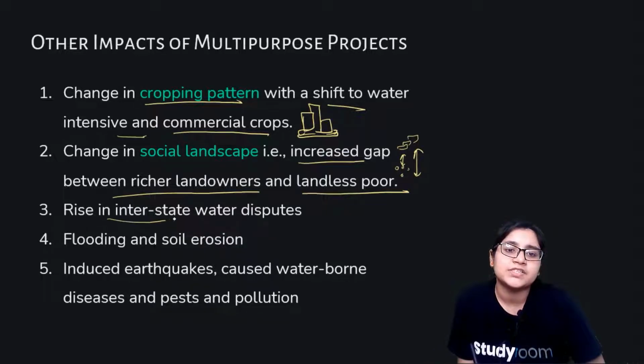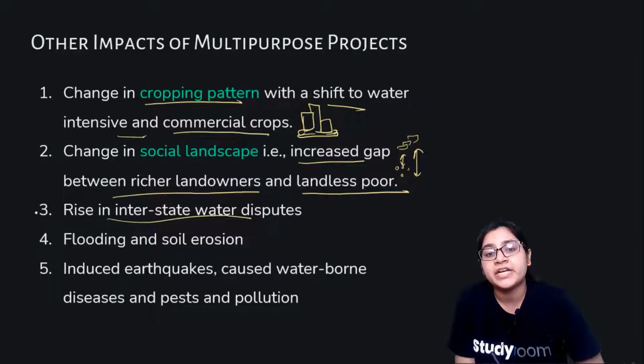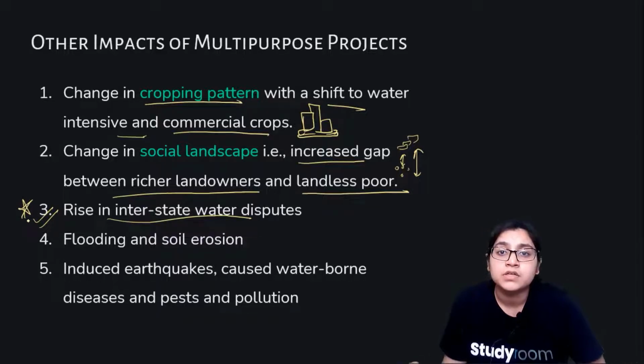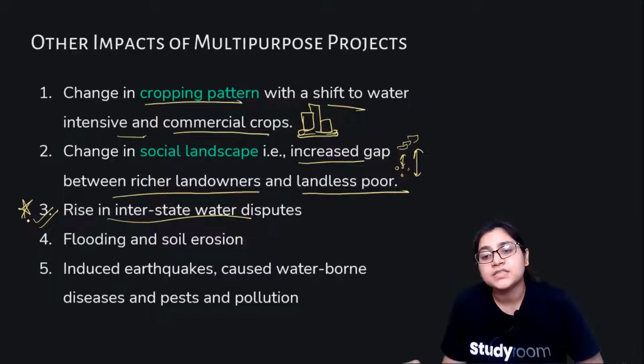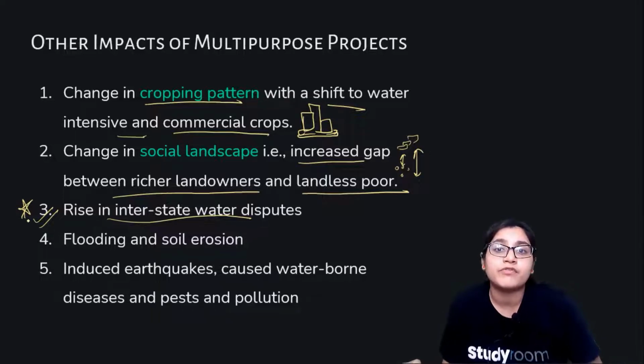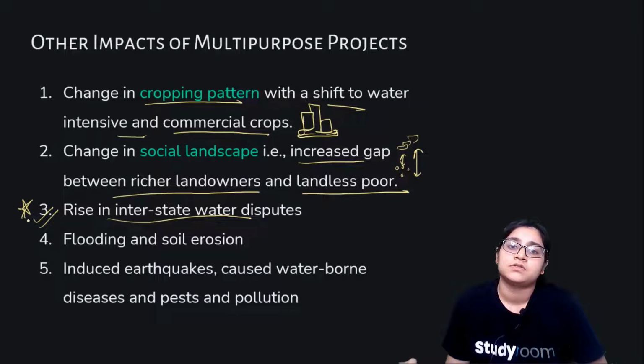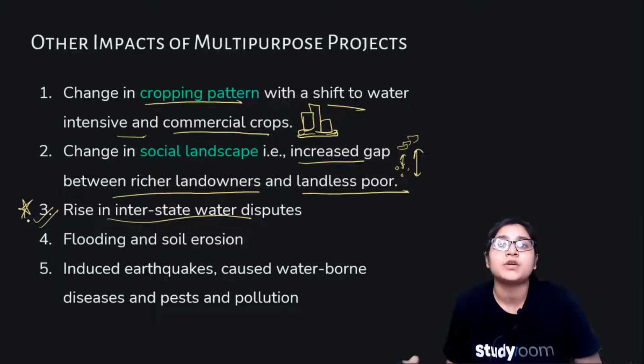Rise in interstate water disputes, which we will be dealing with, especially because there are so many interstate water dispute tribunals established. Because of dam construction, states start fighting with each other that we should get the profit of dams, right? More profit. One state says 70% of water should come into our state, and another says no, the river originates from here, so we should get more profit.